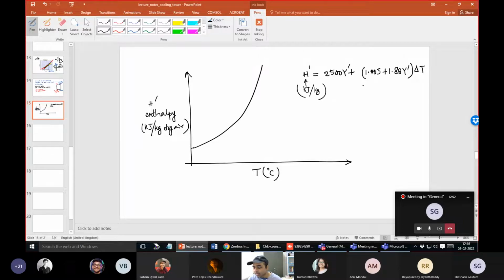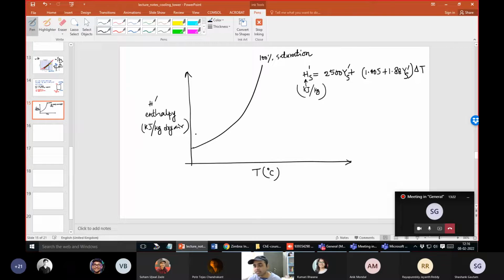Right, so either you use this formula to generate this curve, or from a psychrometric chart you get your corresponding values and then redraw this plot. These are the two ways. And this is the saturation enthalpy. So this is for 100% saturation, which means that these would be the saturation values.